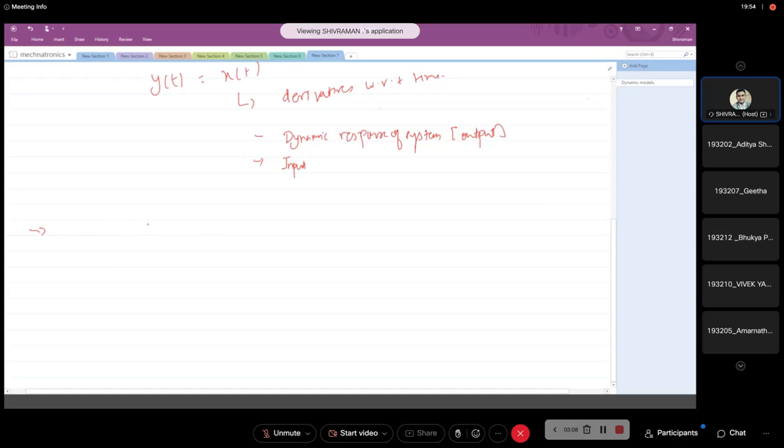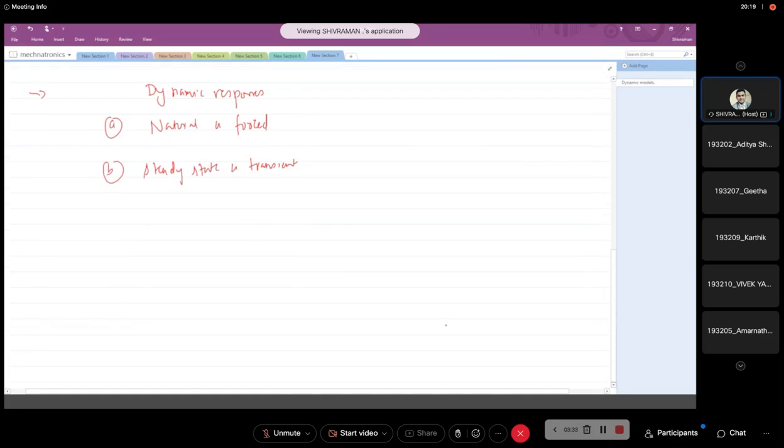So in line with this, first we will cover dynamic response of the system. We have two types: natural and forced, and steady state and transient. So these are the two major types of dynamic responses. So coming back to the first, natural and forced.